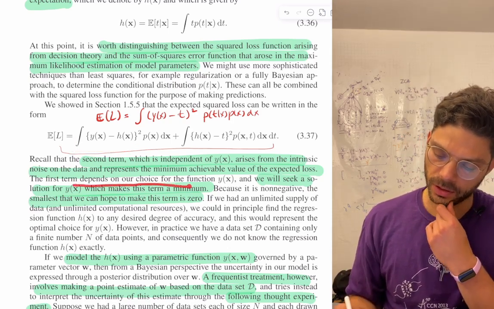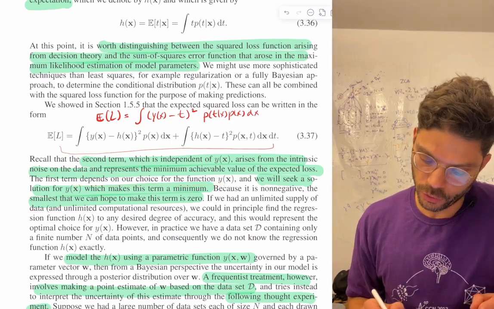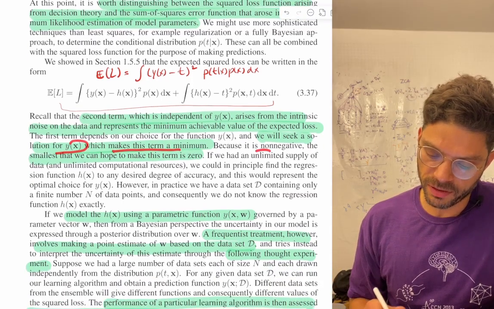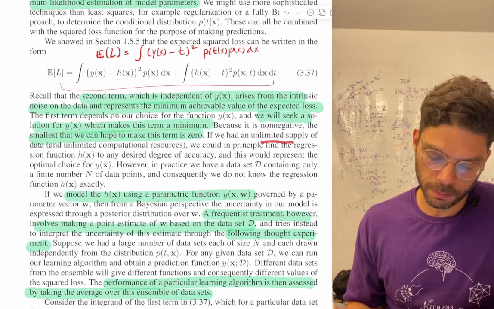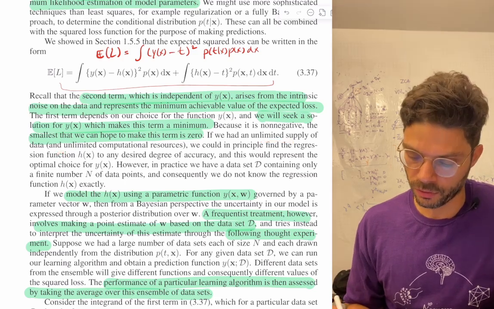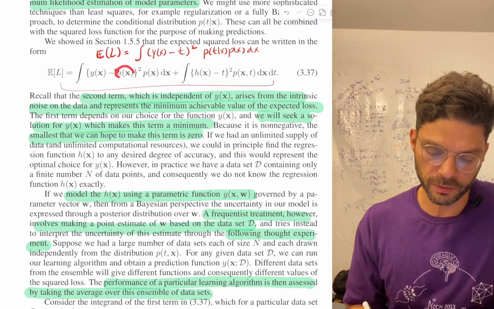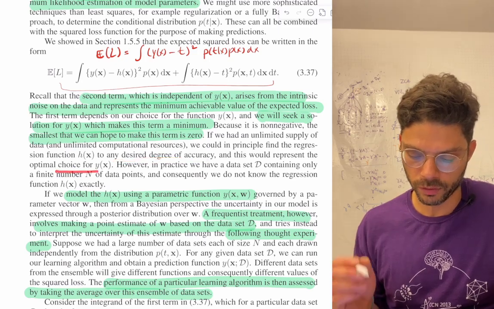The first term depends on our choice for the function y of x, and we will seek a solution for y of x which makes this term a minimum, right? Because it is non-negative, the smallest that we can hope to make this term is 0. So, if we had an unlimited supply of data and unlimited computational resources, we could, in principle, find the regression function. So if you have tons of data, you just figure out what it is to any desired degree of accuracy, and this would represent the optimal choice for y of x.